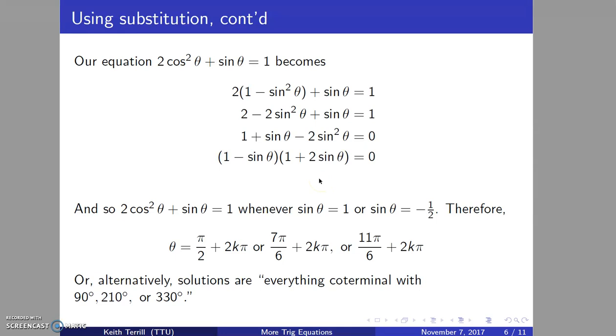Of course, you have to go from there to your general solutions, right? The only time on the unit circle you're going to have sine of 1 is at pi over 2, so that's pi over 2 plus 2k pi. But there's two places on the unit circle where you're going to have sine of that angle equaling negative a half. Negative pi over 6, right, 11 pi over 6, and also 7 pi over 6. So your general solutions is each of those plus 2k pi. Although you could also write that as everything coterminal 90 degrees, 210 degrees, and 330. Both of those are good.